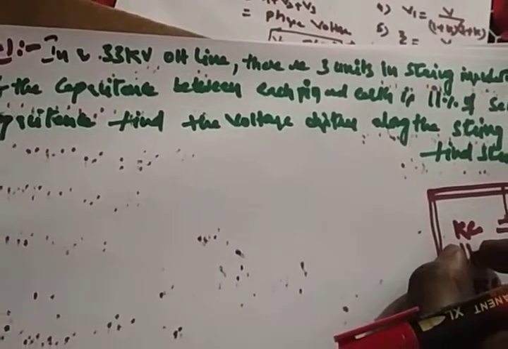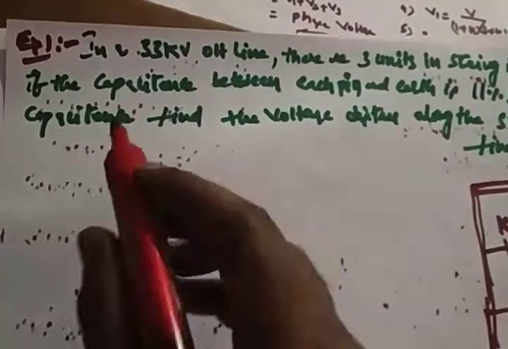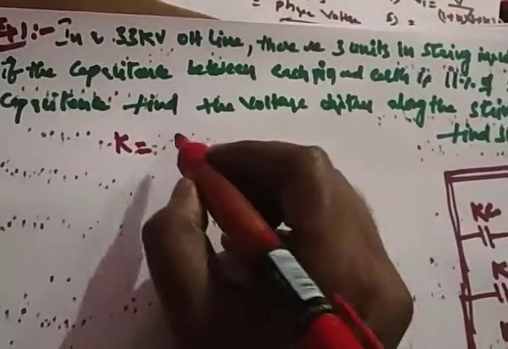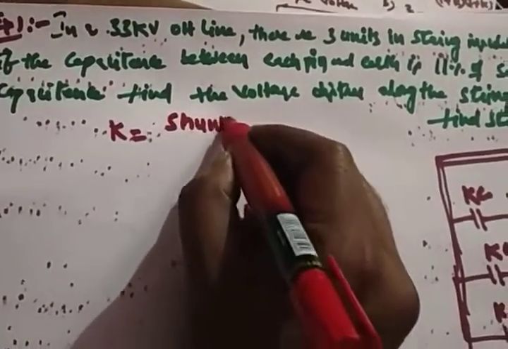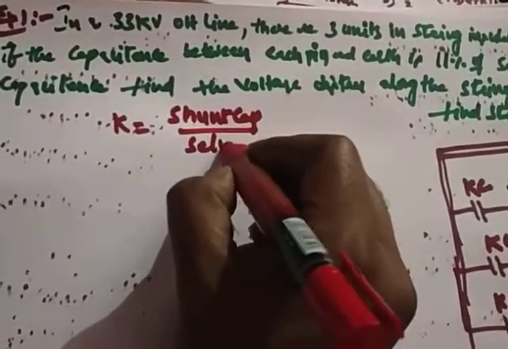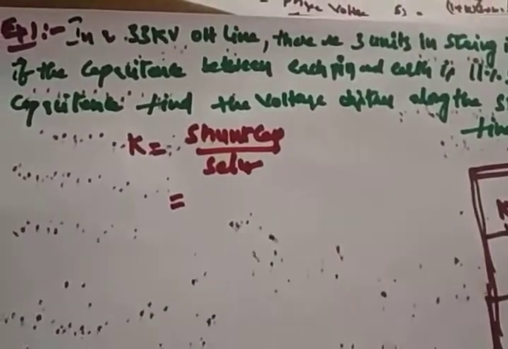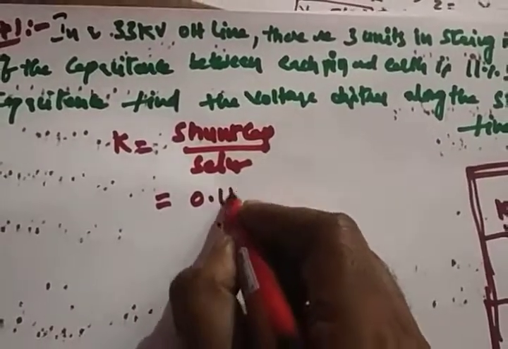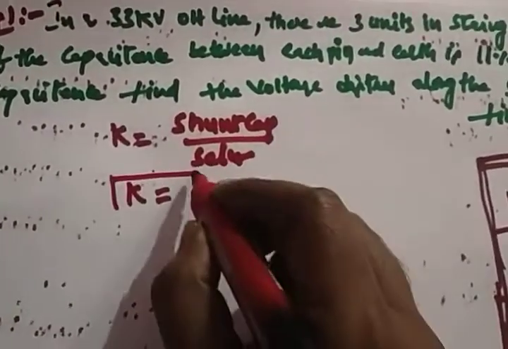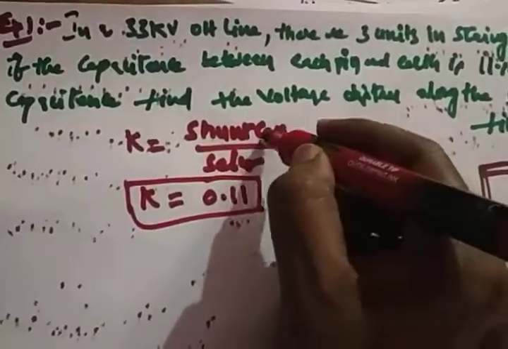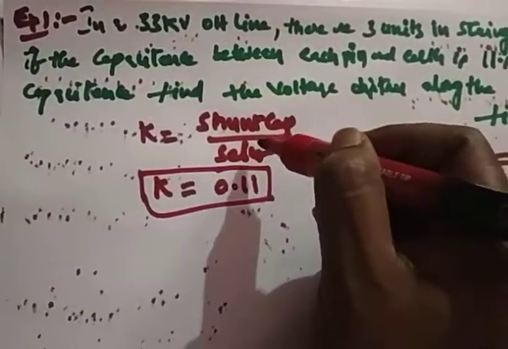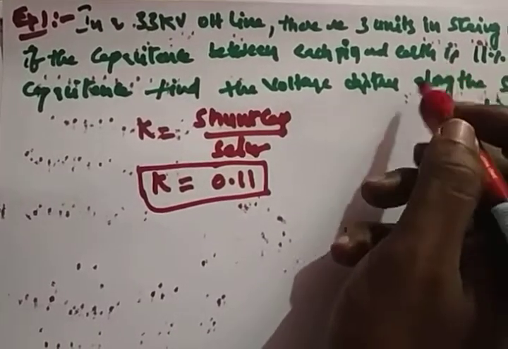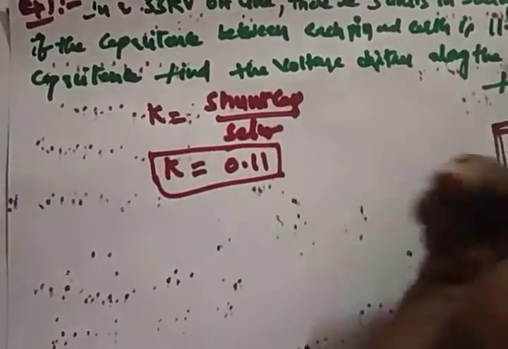So given the shunt capacitance is 11% of self capacitance. So what is the formula for K? K is equal to shunt capacitance by self capacitance. So given 11%, that is nothing but 0.11. So you'll get the K value 0.11. That means shunt capacitance is equal to K times the self capacitance. 11%, that means 11 by 100. So we can call it K value 0.11. You know the K value.